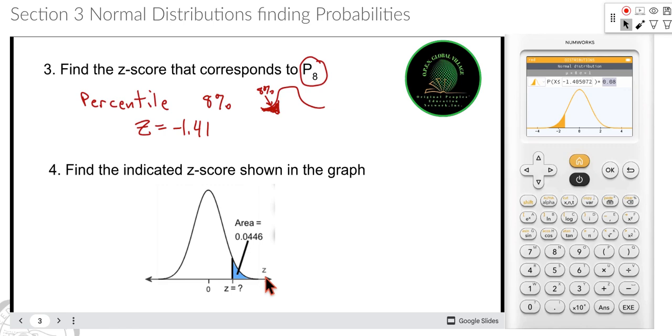For this one, find the indicated z-score shown on the graph. This one's a little different. We've got this area, but notice it's the area to the right of some z-score. So we switch our tool to greater than, going to the right. Since we have the area and want a z-score, we enter the area, 0.0446. We see we're getting it to the right.